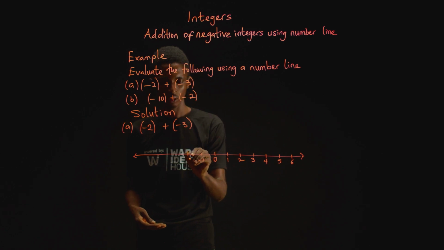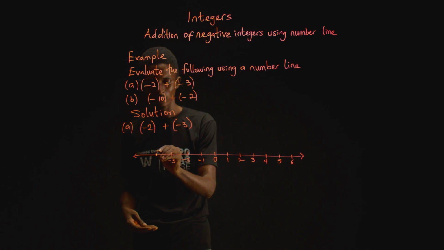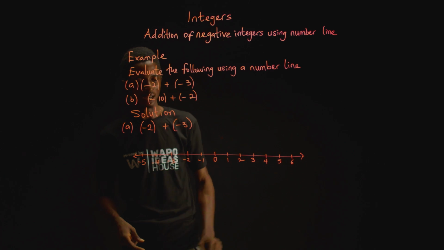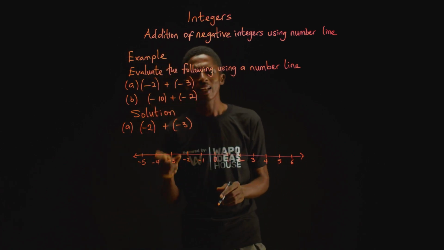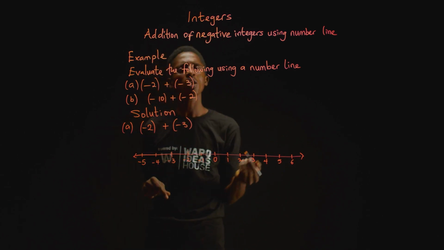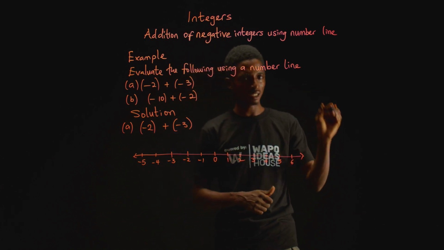-1, -2, -3, -4, -5. Whenever you are going in minus, you're performing minus, we always go to the left. Unlike when you are doing addition and then you go to the right.